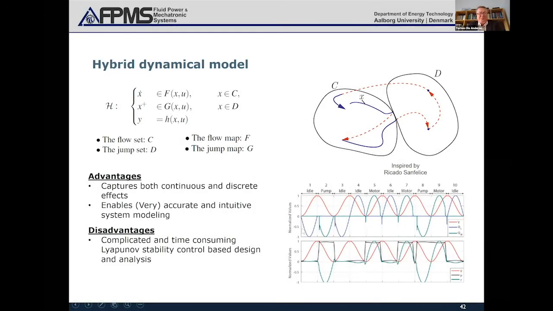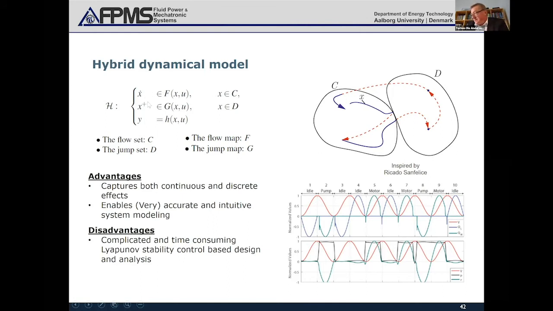Well, what we have tried to do is to look in what we call a hybrid dynamical model. It's a very nice approach that can easily model some of these systems here. And we actually have a continuous and discrete effect. So that was a good approach, but I must say that we have used a lot of effort in it, and it's quite complicated.